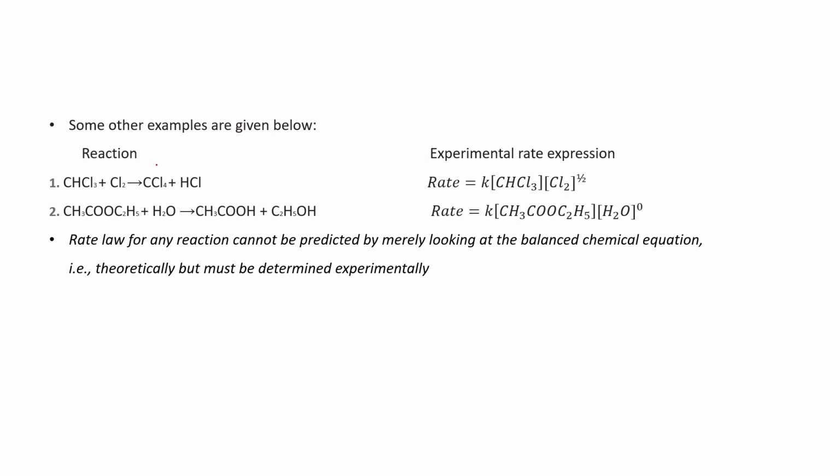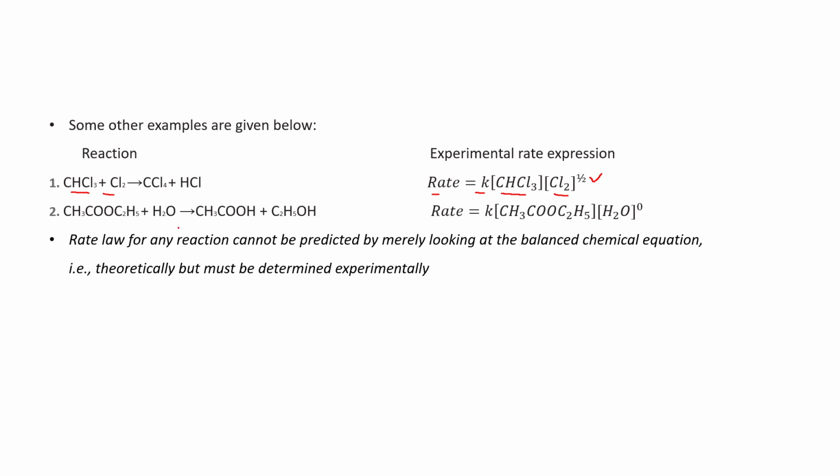Now some more examples to explain this rate expression. Like CHCl3 and Cl2, these are the reactants, and if we write the experimental rate expression for this, rate is equal to K, concentration of CHCl3 power 1, but concentration of Cl2 power half. It is not equal to the stoichiometric coefficient.